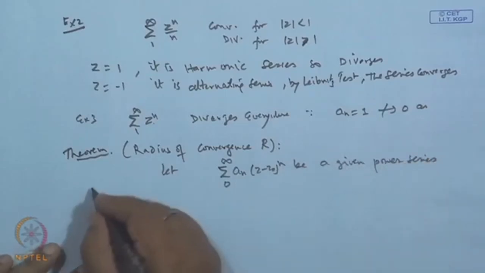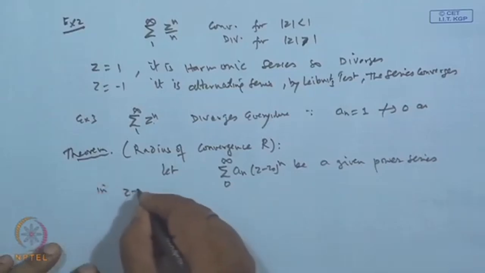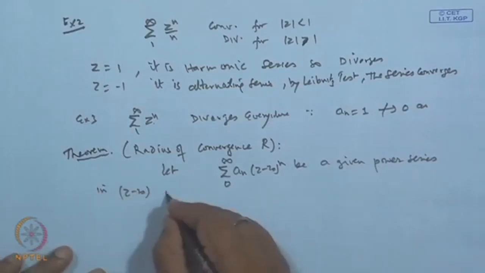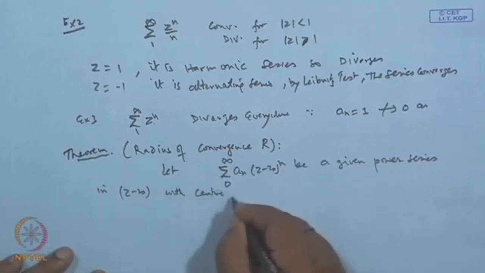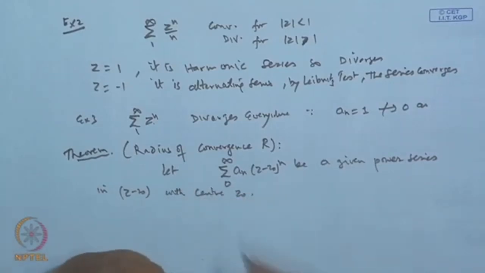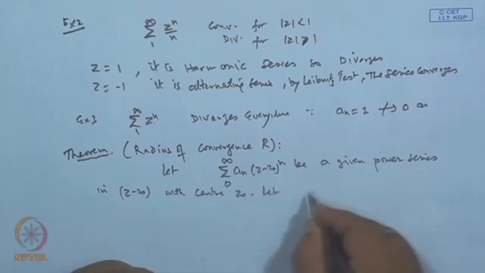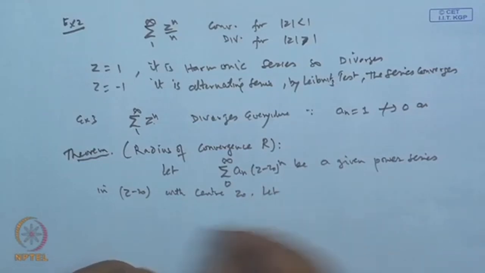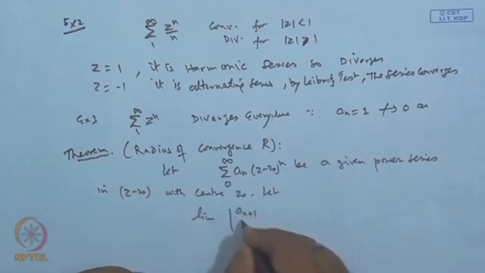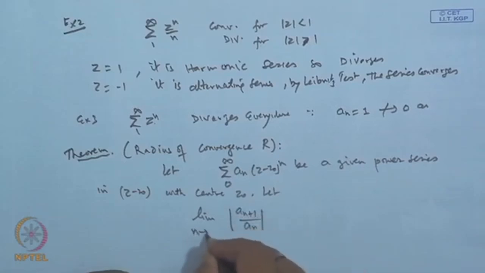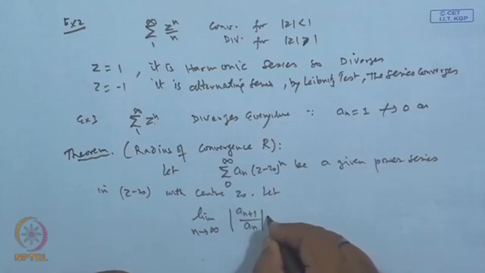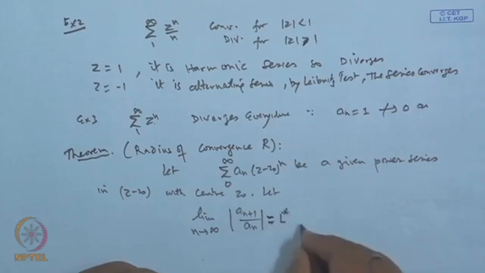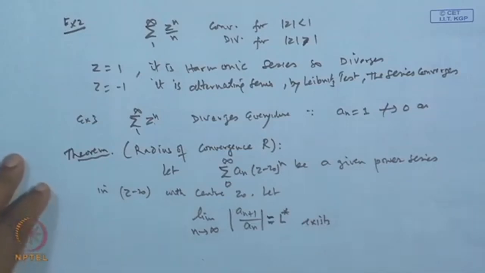Power series in the power of z minus z naught, with center z naught. And let us suppose the limit of mod a n plus 1 over a n as n tends to infinity exists, and say it is L star.